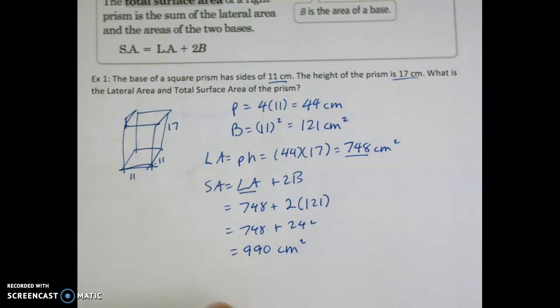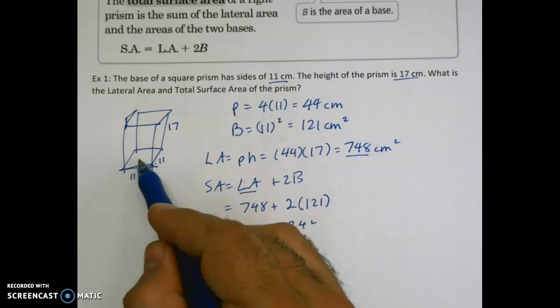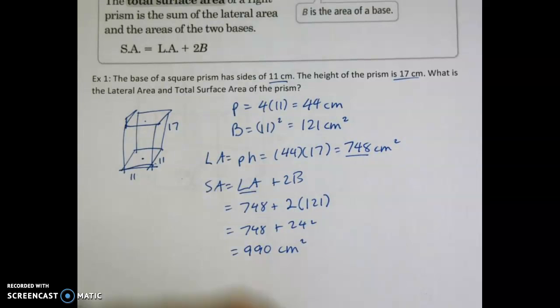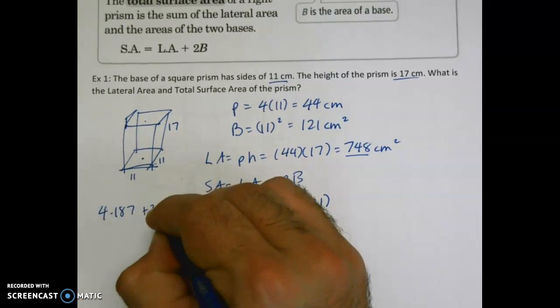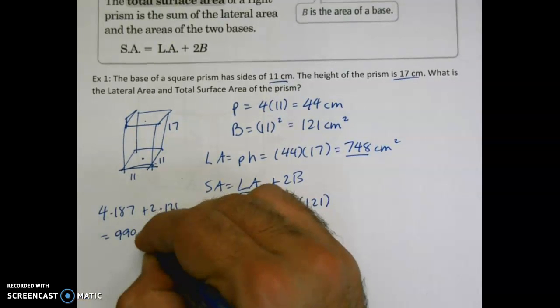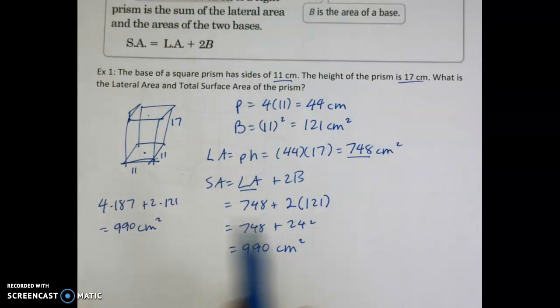So that's our process. We use the formulas to find this. You would get the same exact result if you use that net approach. If you calculated each side, well, that's 11 times 11, 121, 121, and these are each 187. So if you did that approach that we did for the net, 4 times 187 plus 2 times 121, you would end up with 990 square centimeters, just the same. But this is a neat formula that we can use, and it works every time. So instead of having to break it down like this, we can just use a formula.